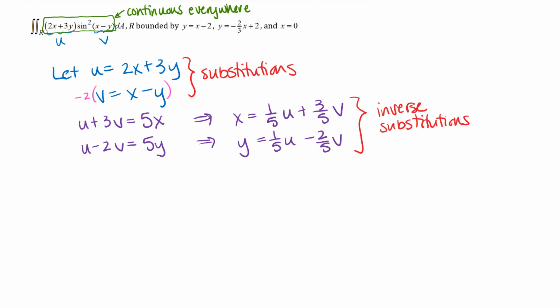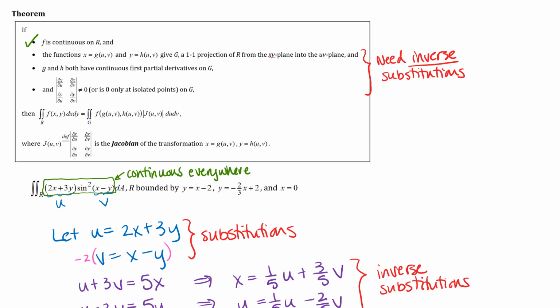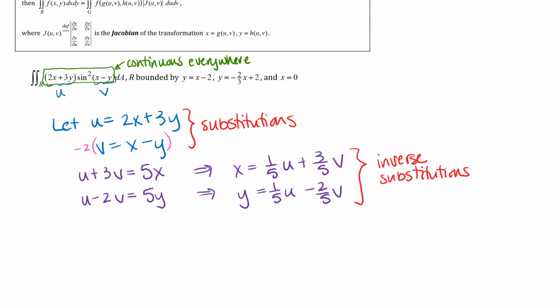All right, let's scroll back up and look a little bit at that next bullet point. It says the functions x of u and v and y of u and v give g a one-to-one projection of R from the xy plane to the uv plane. So this is really about looking at the geometry of our region. So we're paying attention to the region we're integrating over, and we're looking at what that region looks like in terms of u's and v's instead of in terms of x's and y's. So let's go ahead and look at that next.